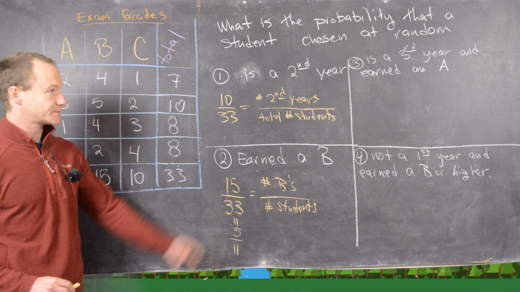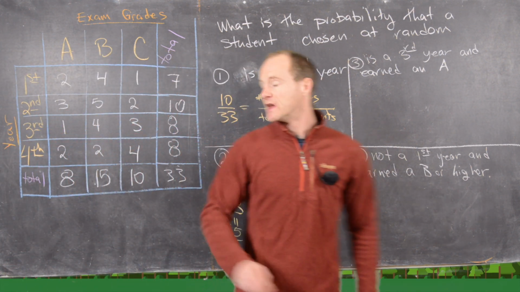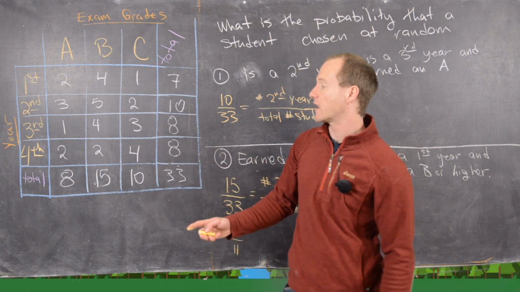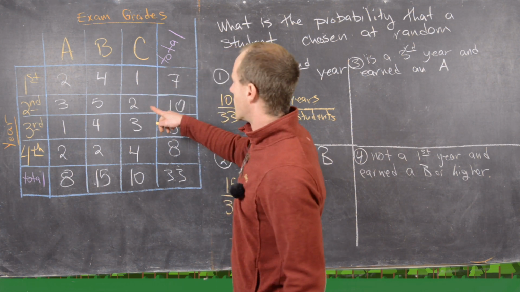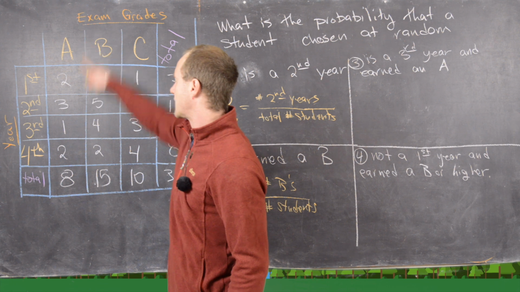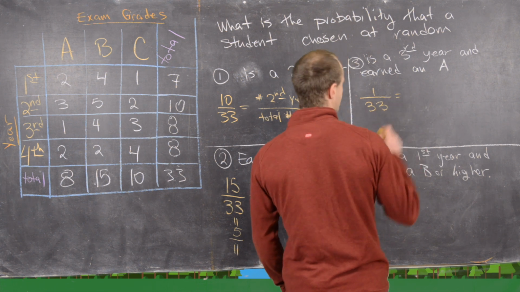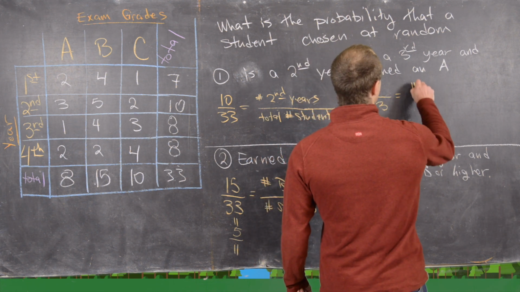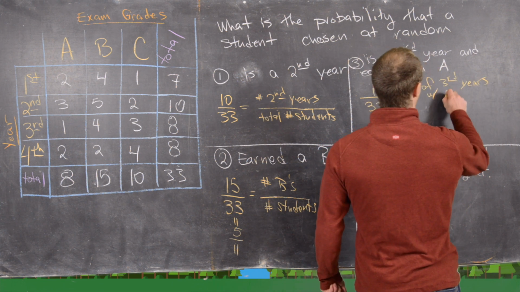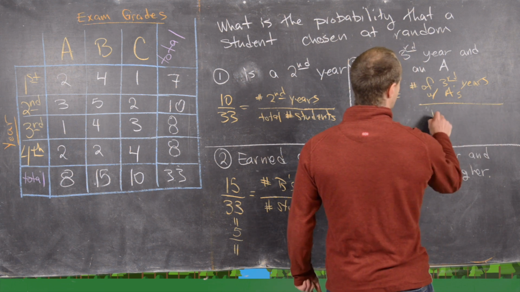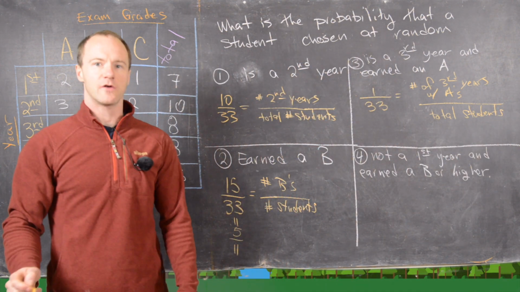Okay, so now let's look at, is a third year and earned an A? So notice this is only one small square within this, and that would be this part right here. So the third year earning an A, there's only one of them. So our probability is 1 over 33. So this is the number of third years with A's divided by the total number of students. Great, so 1 over 33.